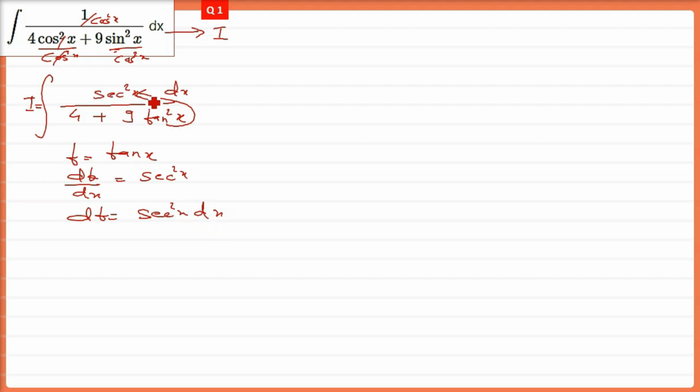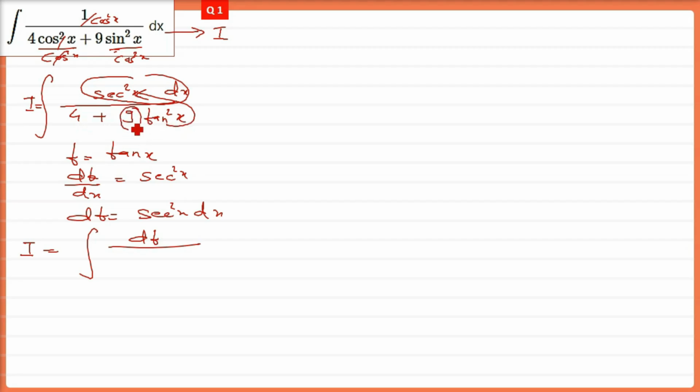Now you see the numerator of this expression, which we have formed by ourselves by dividing numerator and denominator by cos square x. This sec square x dx is with us. And that has come when we put tan x equals t, and incidentally tan x also has come from dividing by cos square x only.